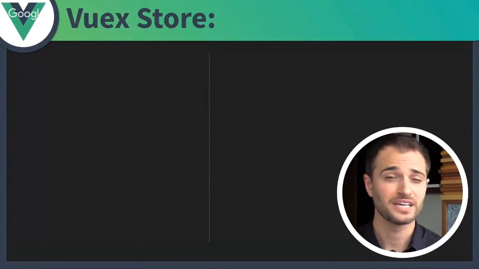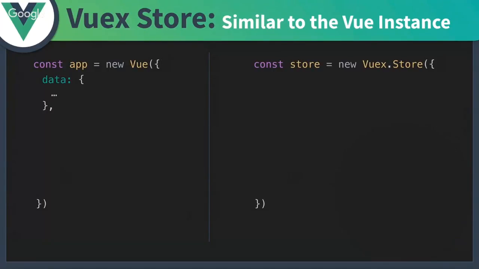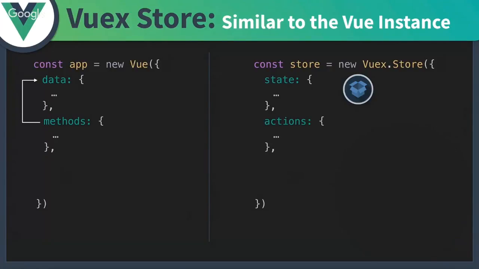And if you're familiar with Vue, Vuex should look pretty similar. Just like we create a new Vue instance, we can create a new Vuex store with new Vuex.Store. While the instance has data, the Vuex store has state, both of which are reactive. The Vue instance has methods, which, among other things, can update our data, while the Vuex store has actions, which can update the Vuex state.